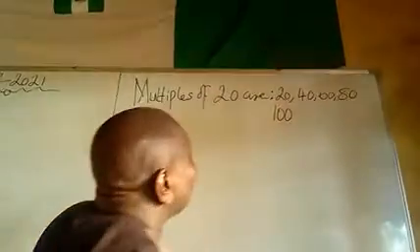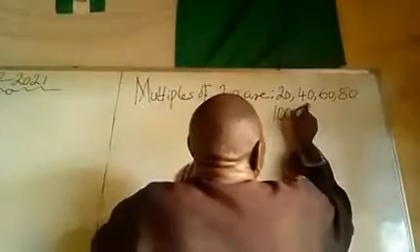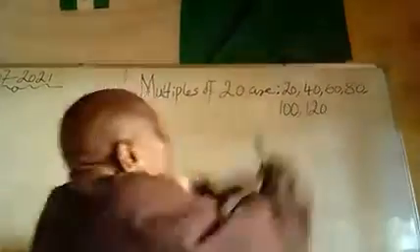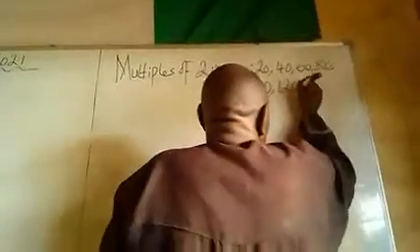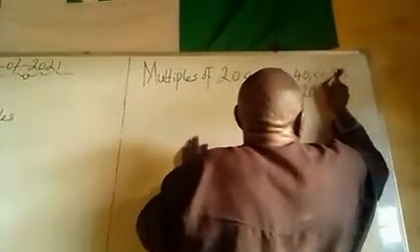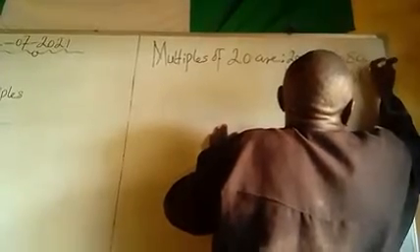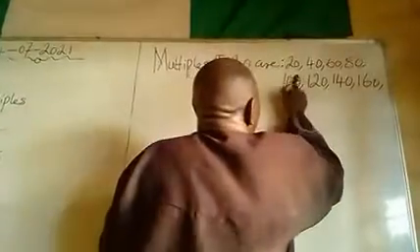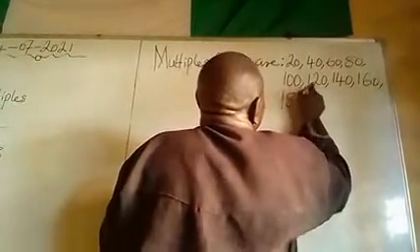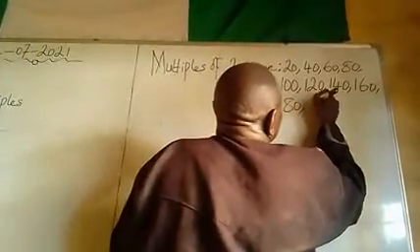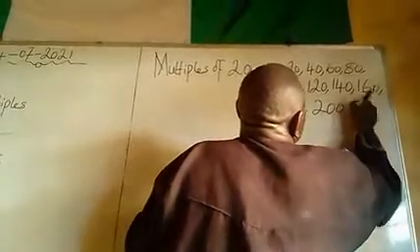When you add 20 to this 100, you will have 120. When you add 20 to this 120, you will have 140. When you add 20 to this 140, you will have 160. When you add 20 to this 160, you have 180. When you add 20 to this 180, you have 200. Etc.